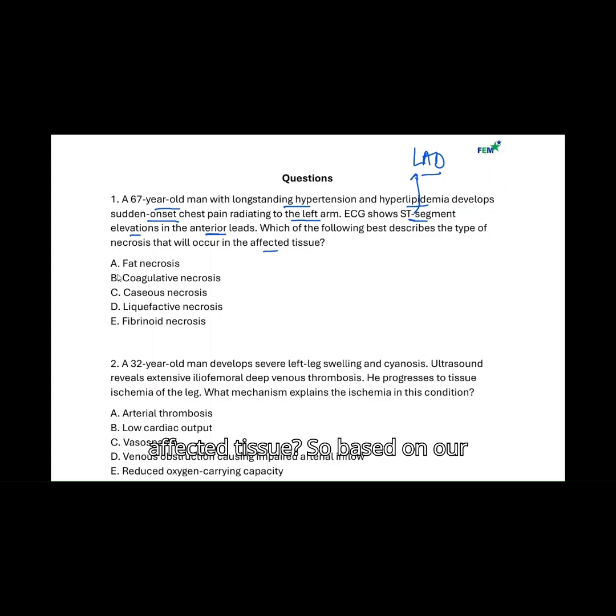So based on our explanation, the best answer there will be what? Coagulative necrosis. And if it's supposed to be in the brain, then it's going to be liquefactive necrosis.